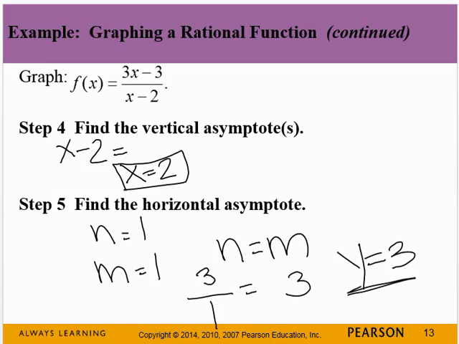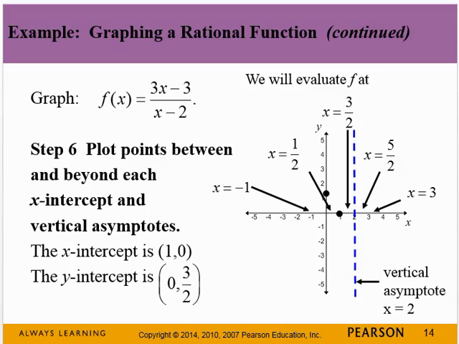So at this point, I'm going to put all of this information together. So we're plotting the points between and beyond each x-intercept and vertical asymptotes. So your x-intercept is 1, 0. Your y-intercept is 0, 3 over 2. And then you have a vertical asymptote, x equals 2. And you also have a horizontal asymptote at y equals 3. But we'll add that part in a minute.